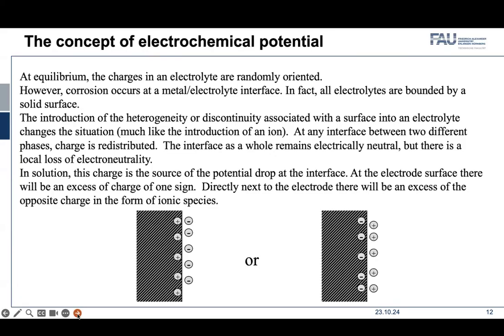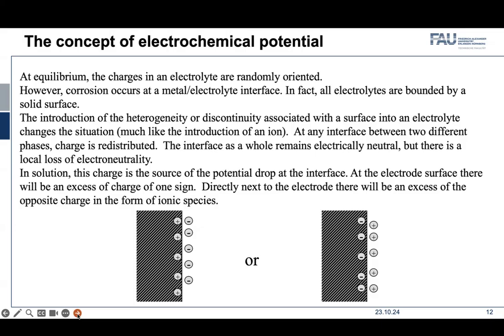Now, before we jump into corrosion thermodynamics, we will introduce the concept of electrochemical potential. At equilibrium, if you just have a beaker of electrolyte, the charges are randomly oriented, but when you immerse a metal inside this electrolyte, corrosion always occurs at this interface, and in all electrolytes there should be some solid interface. This is a discontinuity as far as the electrolyte is concerned. You have inserted a metal in between. So the electrolyte sees this metal surface as some obstacle or heterogeneity, and this redistributes the charge.